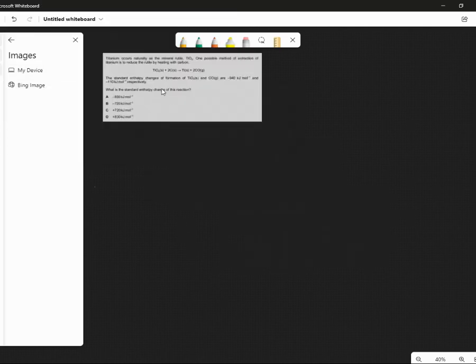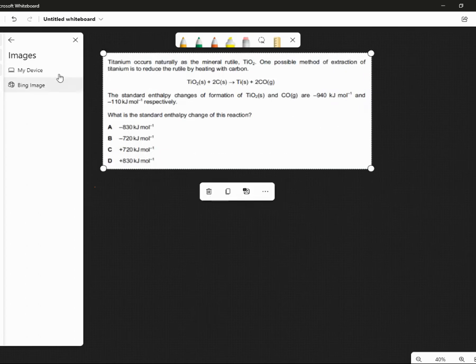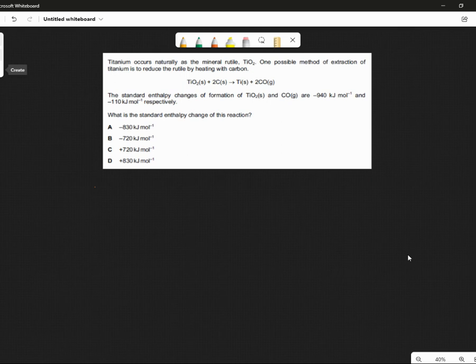All right, now this is another enthalpy one. I don't know how good your enthalpy is, but let's have a look. Titanium occurs naturally in the mineral state of TiO2. One possible method for the extraction is to reduce the rutile by heating with carbon. There we go. Standard enthalpy changes are that, and that. What is the standard enthalpy change for this reaction? Now, this is how I do them, and I'm sure you do them the same way. I construct what's called a Hess's triangle.